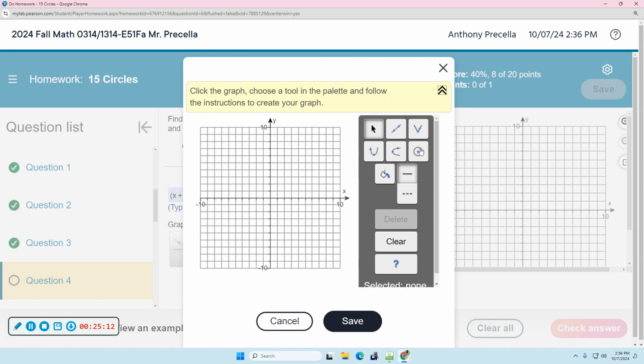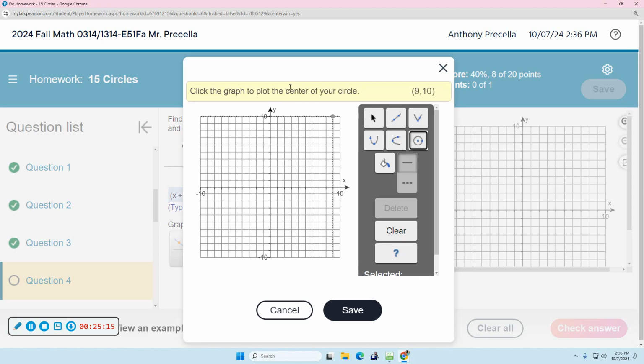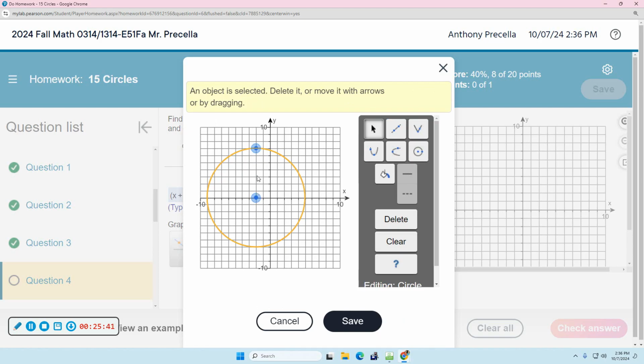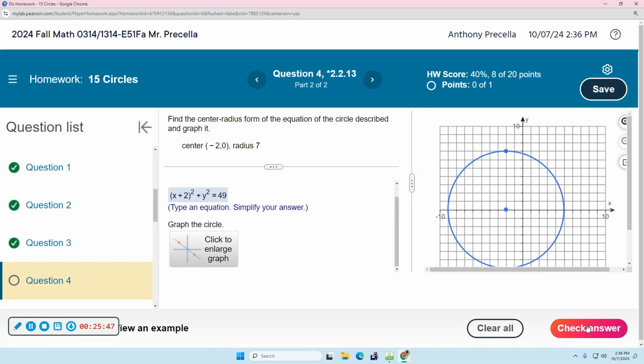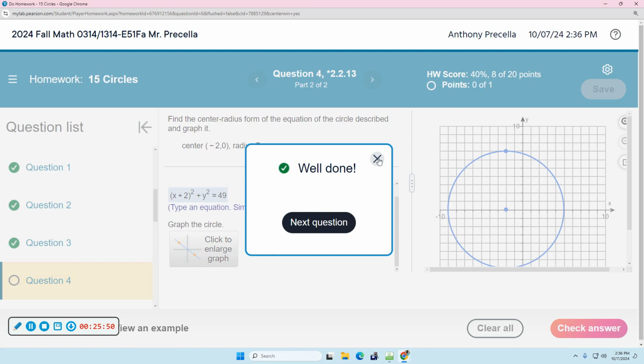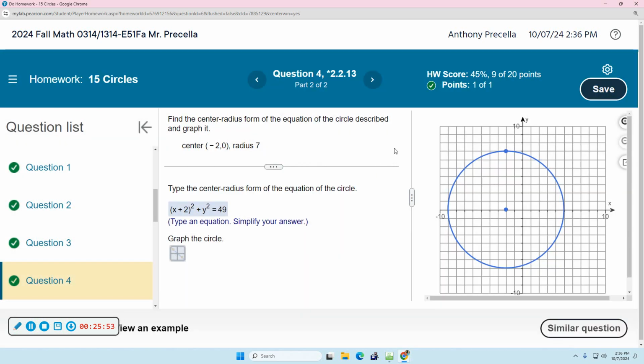So we click the circle tool, then we plot the center. The center was at -2, 0. Is that the point I wanted? I think I love it when the center is on one of the axes. It makes the counting easier. I think I'll just go up, what was this radius, 7? I'll go up 7 units. Is that it? Yes, it is. I counted up 1, 2, 3, 4, 5, 6, 7. Save it, check answer. Any questions there?